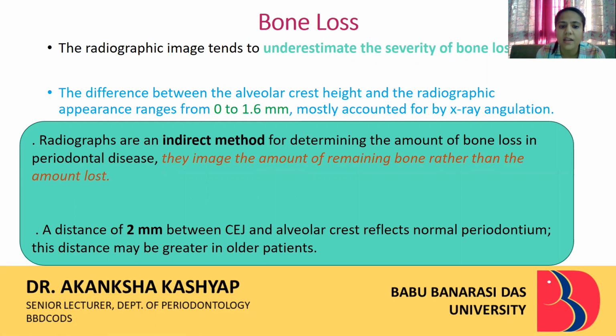And radiographs are an indirect method for determining the amount of bone loss. Why? Because they do not tell us about the amount of bone which has been lost. We cannot measure the bone which has been lost, but we can see the amount of remaining bone. According to certain studies, a normal distance of about 2 millimeters between the CEJ and the alveolar crest reflects the normal periodontium in adolescents, and in older patients the distance may be greater.